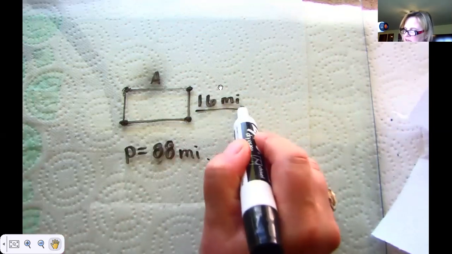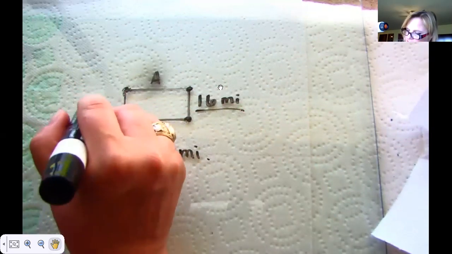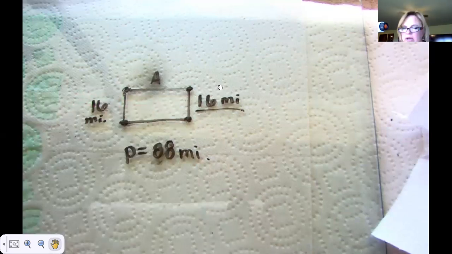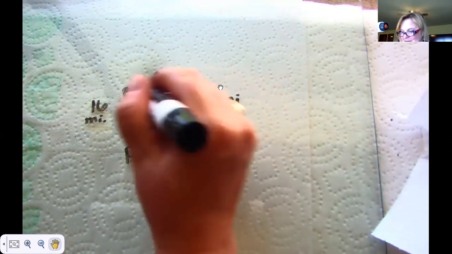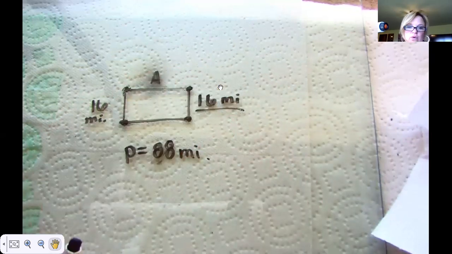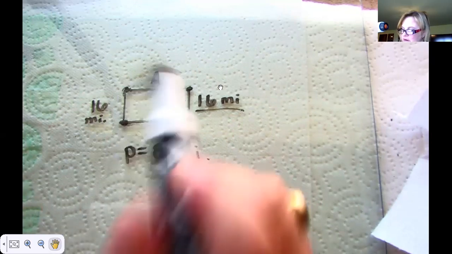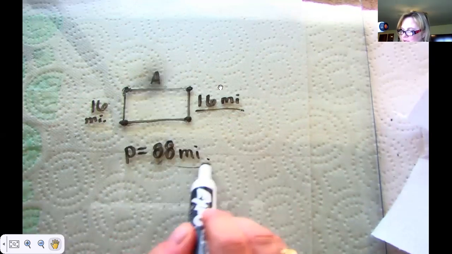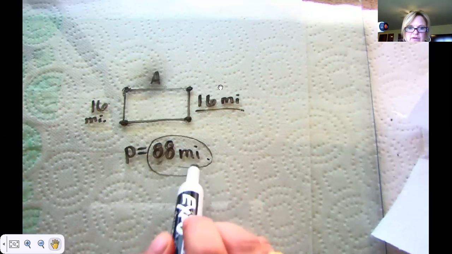This side is 16. I know this is a rectangle. I know that this side is 16 miles also, okay? But can this side be 16? No, because it's a rectangle and opposite sides are equal, okay? So we've got to figure that out. And we do that by using this bit of information.